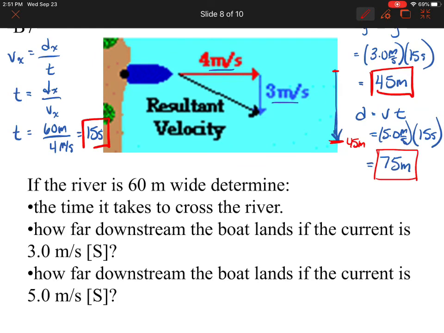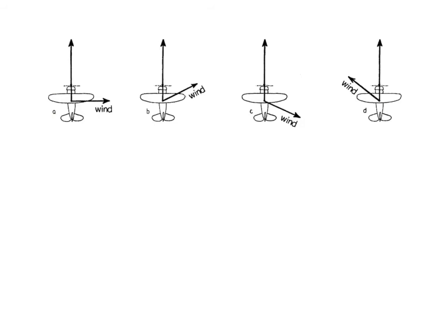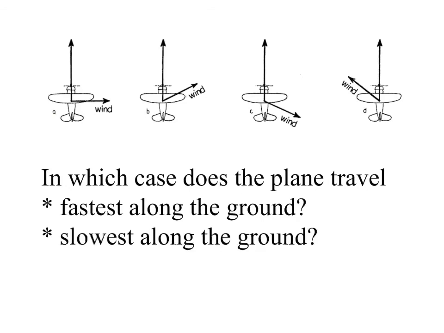So remember, as long as you're using the things in their parallel directions, then you should be just fine. Okay, let's just do a few more things. I just want to get your head wrapped around this resultant velocity and relative velocity. Look at these 4 diagrams and tell me in which case does the plane travel the fastest when you're looking at it from the ground? And which time does it look like it's going the slowest when you look at it from the ground?